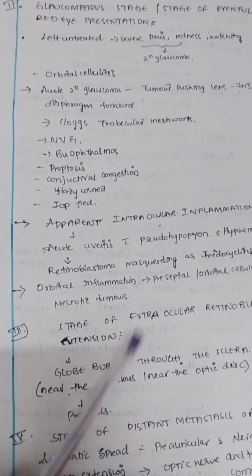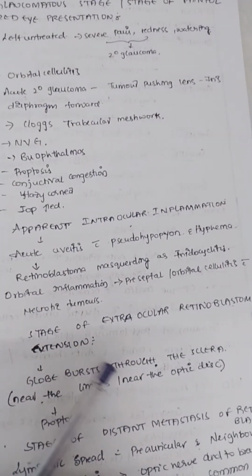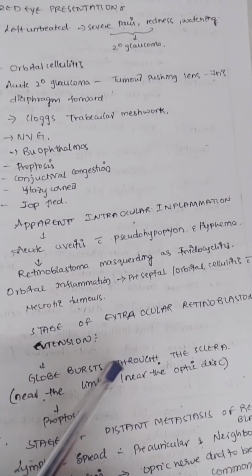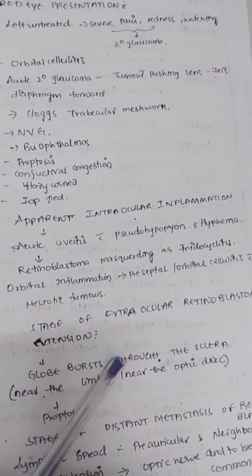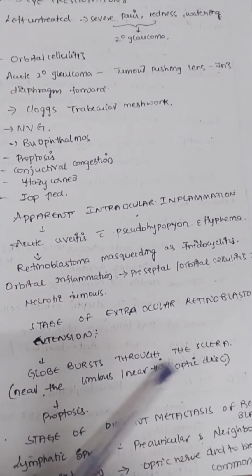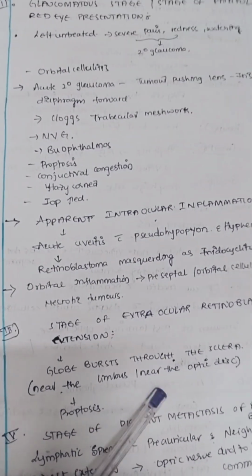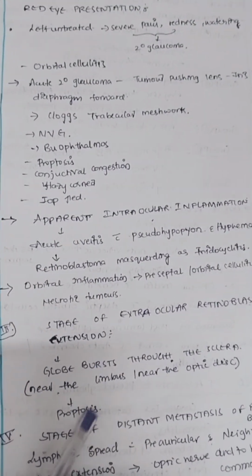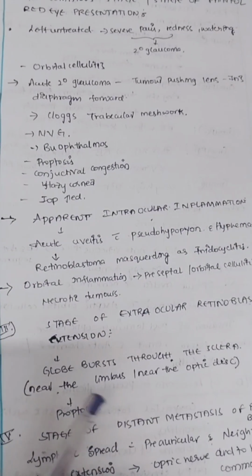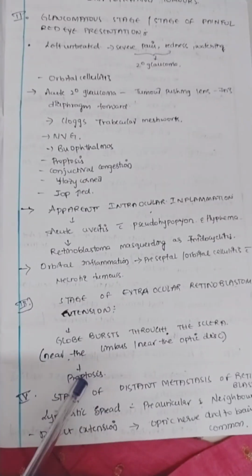And another one, the third stage, is the stage of extraocular retinoblastoma extension. So it will extend. So the globe will burst through the fibrous layer, meaning the sclera. It may occur near the corneoscleral junction or near the optic disc. So you will see forward pushing of the eyeball. Okay, and then this is proptosis.